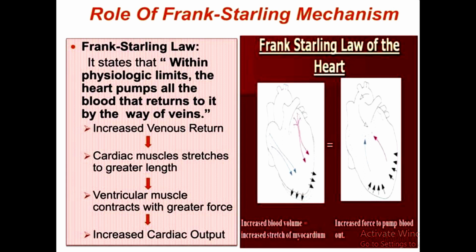Heart rate: cardiac output is directly proportional to the heart rate. If the heart rate is increased, cardiac output increases. Peripheral resistance is the resistance offered to the blood flow by the peripheral blood vessels. So the cardiac output is inversely proportional to the peripheral resistance.